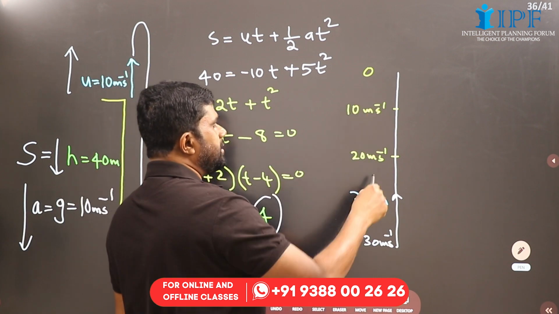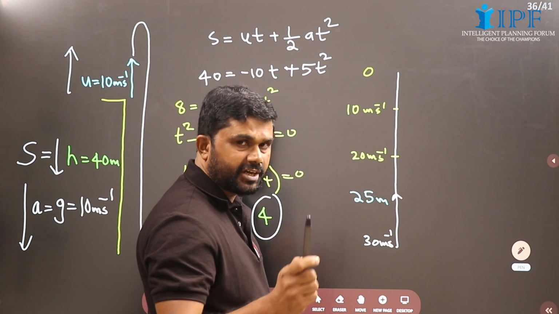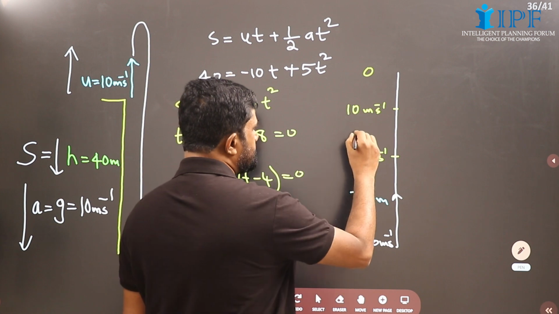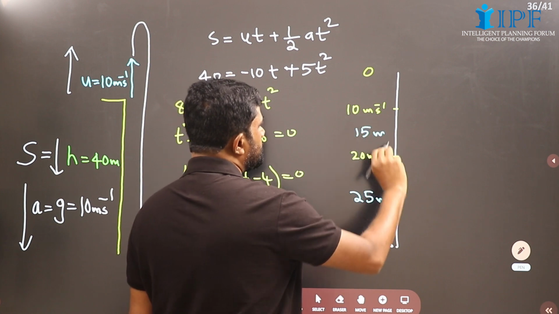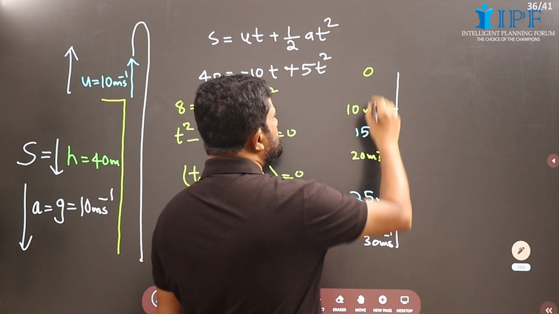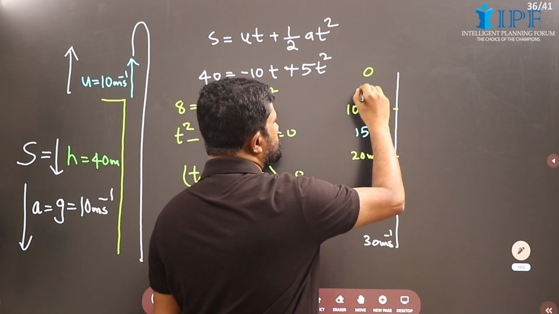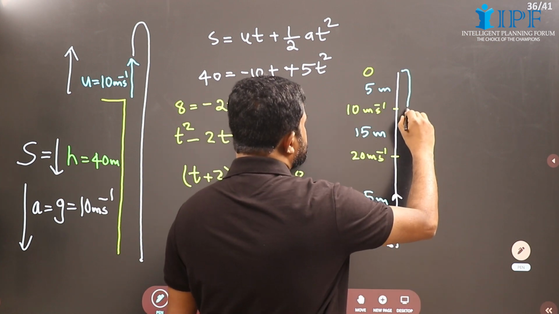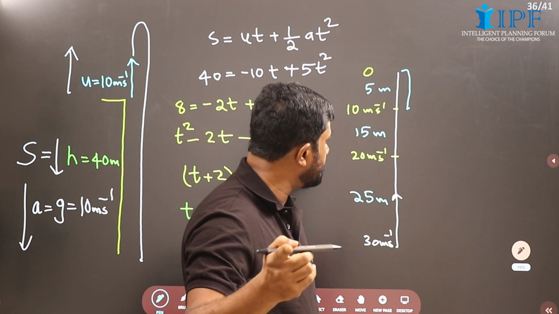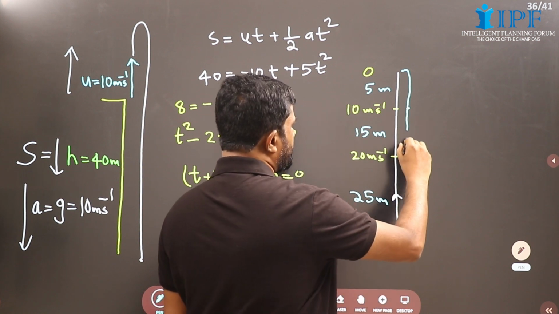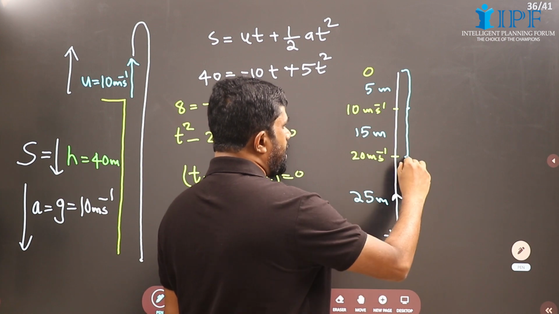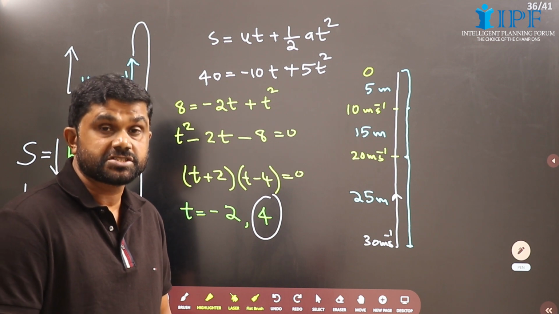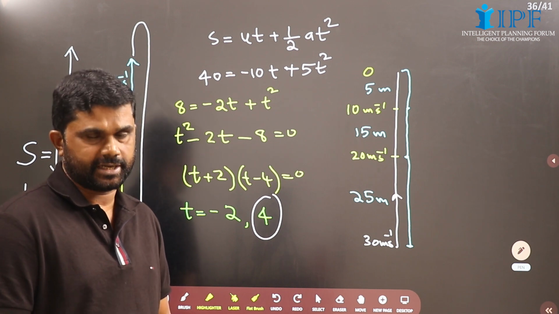During this 1 second, initial 20, final 10, average is 15. 20 plus 10 by 2, 15. And time taken is 1 second, so this displacement is 15 meter. And this will be average 10 plus 0 by 2, so this will be 5 meter. Now when it comes down, it travels 5 meter and acquires a speed 10 meter per second. After 1 more second, its speed becomes 20. After 1 more second, it reaches the point of projection with the same speed with which it started its motion, that is 30 meter per second.